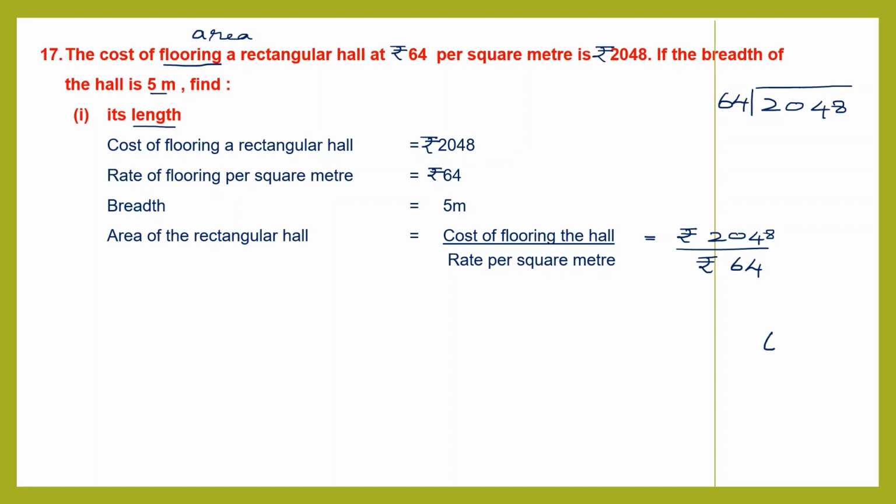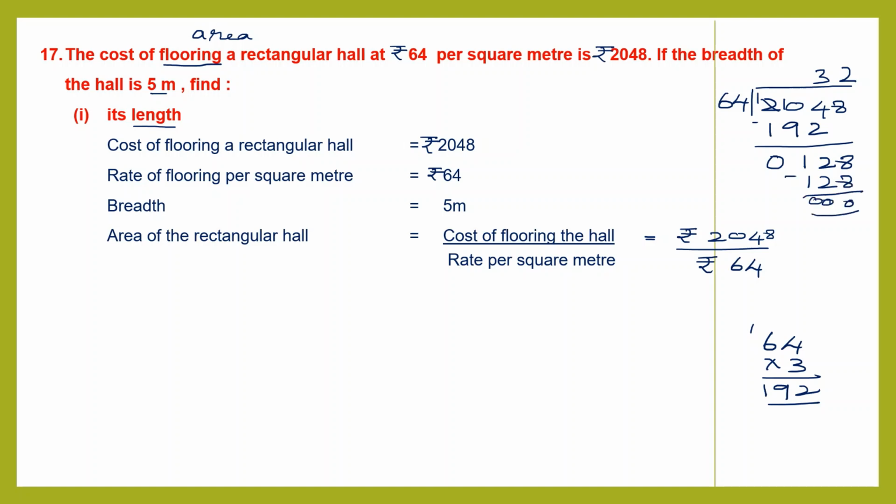Now 64 into 3, let's multiply and see. 3 4s are 12, carry 1. 3 6s are 18 plus 1, 19. We can use this. So 64 into 3 is 192. So let's subtract. 4 minus 2 is 2. I need to borrow here. 10 minus 9 is 1. 0. I bring down 8. So now here we have 128. 64 into 2 is 128. So our answer for this division is 32. That means the area of the rectangular hall is 32 meters square.